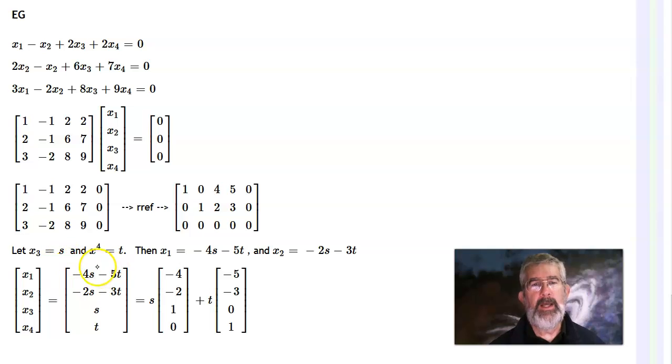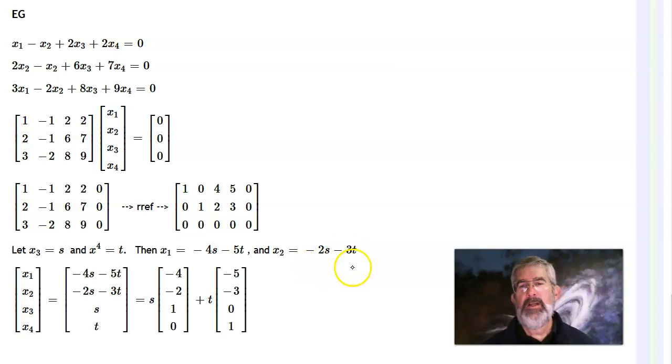And so if I let x3 be s and x4 equals t, then solving this first equation for x1, subtract the 4s and the 5t over to the other side. Likewise, for x2, subtract the 2s and the 3t over to the other side. So this is the way we wrote it back earlier in the quarter: x1, x2, x3, x4 equals this, and we even subdivided it into something that looked like that. Everything that has s's in it has a -4, a -2, a 1, and a 0 here. And likewise, all the stuff with t's in it: -5, -3, 0, 1.